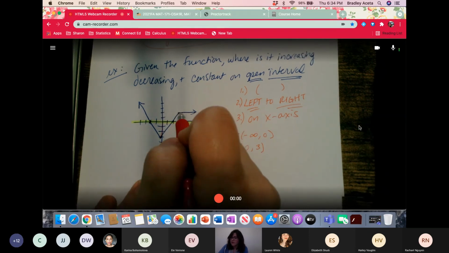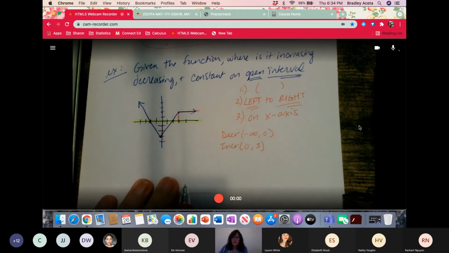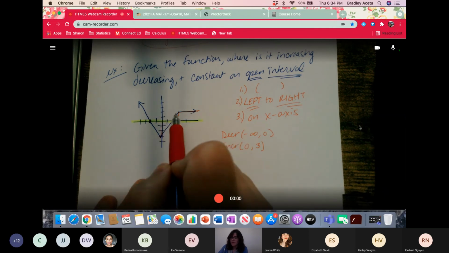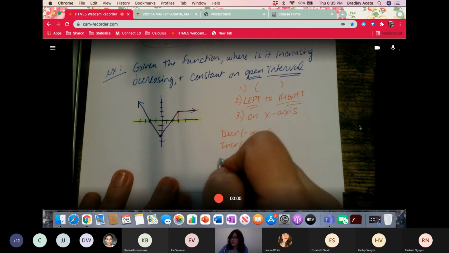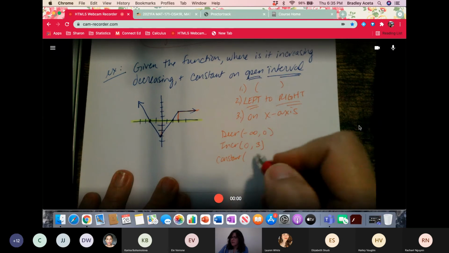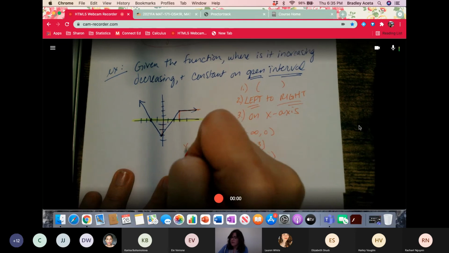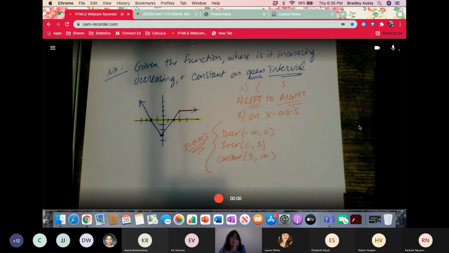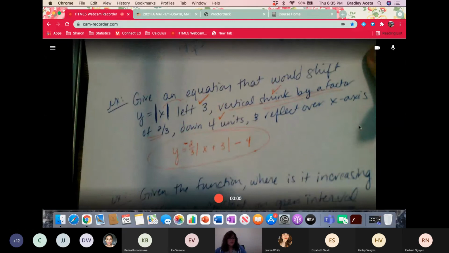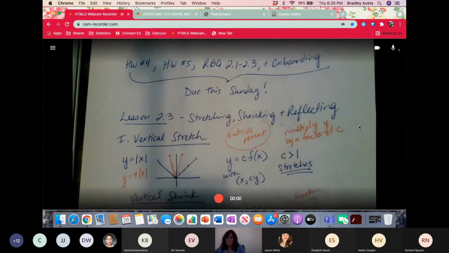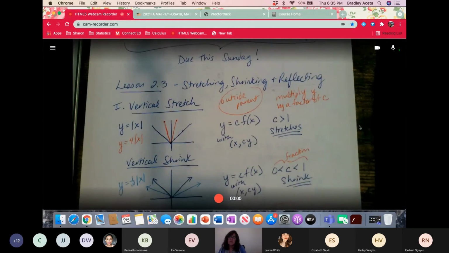And then after that, it's remaining constant. What is remaining constant? Well, you're like, oh, it's at, no, don't look at the y. From 3 on over, it's remaining constant. Constant on the x-axis from 3 to infinity. These need to be on the x-axis. Don't worry about the y's. Worry about the x's. All right. That is 2.3.